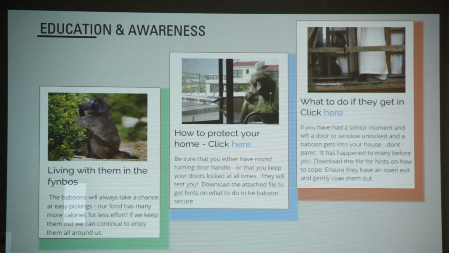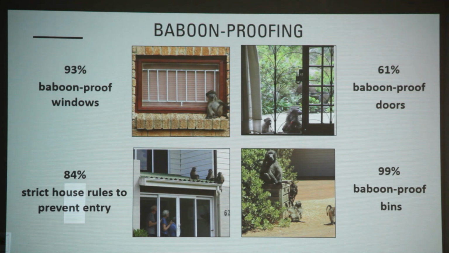And actually, over a period of over 20 years, the community internally did quite a lot of awareness and education campaigns and provided residents with information on how to live alongside them, how to protect their homes, and what to do if they got into their houses. And we also saw an incredible level of baboon-proofing of their properties and their houses specifically. So almost everyone had baboon-proof window fixtures so they can leave the windows open. Over half had baboon-proof door fixtures. 84% had strict house rules to prevent entry into their houses. And 99% had baboon-proof bins.